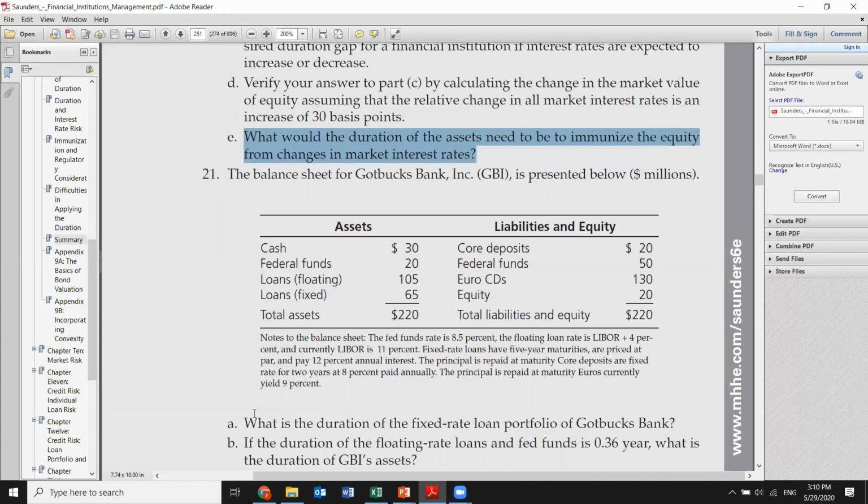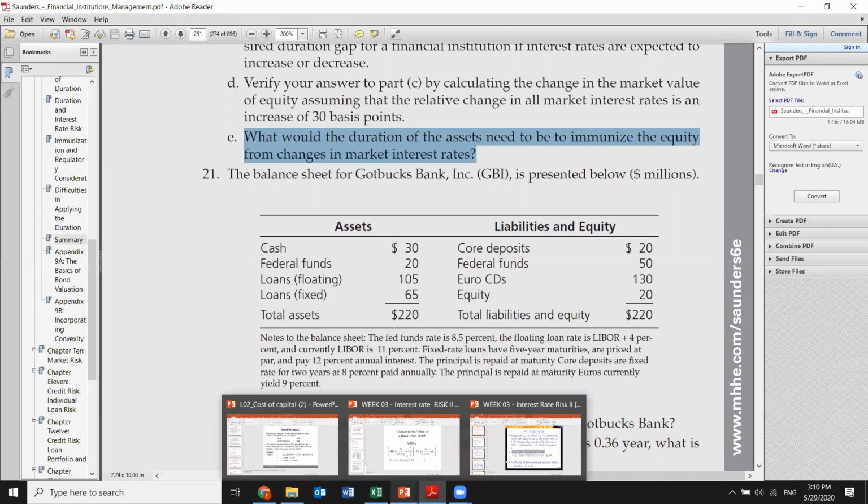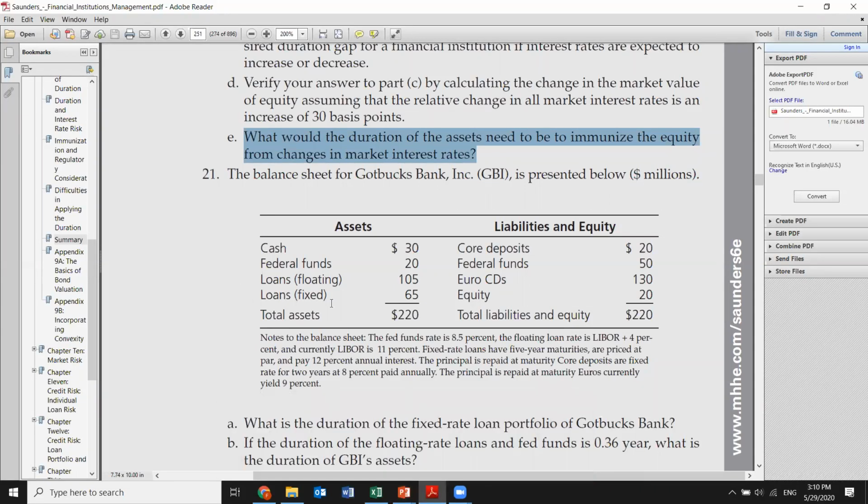The first question: please calculate what is the duration of the fixed rate loans portfolio of the Gotbacks Bank, okay? Fixed rate loans, only the fixed one here. So that means the fixed rate loans have a 5-year maturity, priced at par and paying 12% annual interest rate, and the par value is here, okay, 65. So 12% is the annual interest rate. And LIBOR is 8%, sorry, 4%. So that means we need to calculate duration as follows.